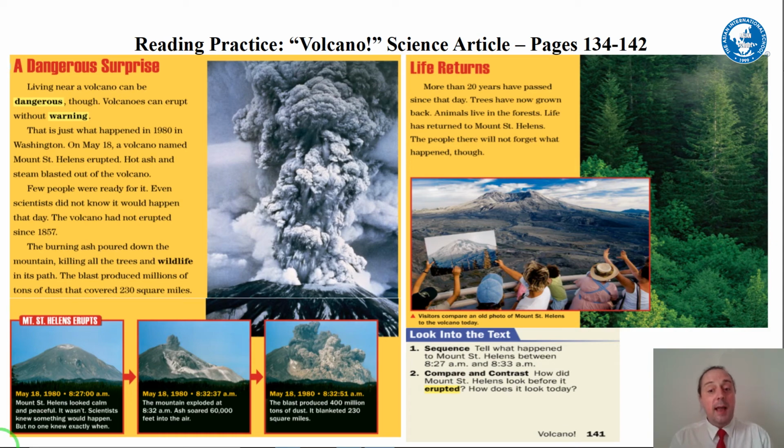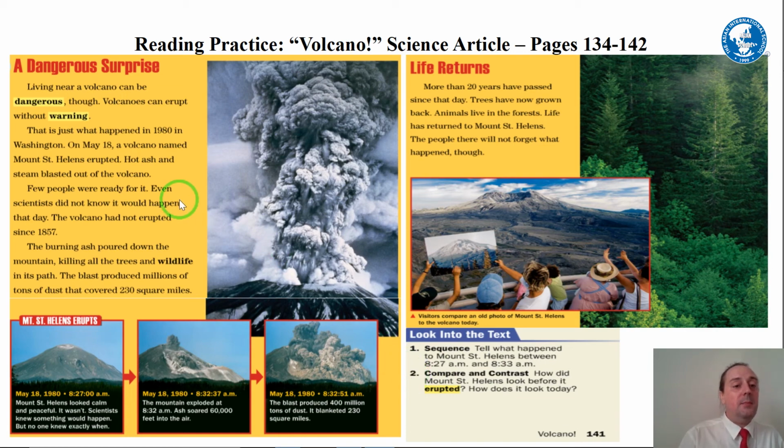Right. So what happened to Mount St. Helens between 8:27 a.m. and 8:33 a.m.? Here we see Mount St. Helens looked calm and peaceful. It wasn't. Okay. At 8:32 a.m., the blast produced 400 million tons of dust. It blanketed 230 square miles. Okay, this is what happened. Now, compare and contrast. How did it look before it erupted? How does it look today?